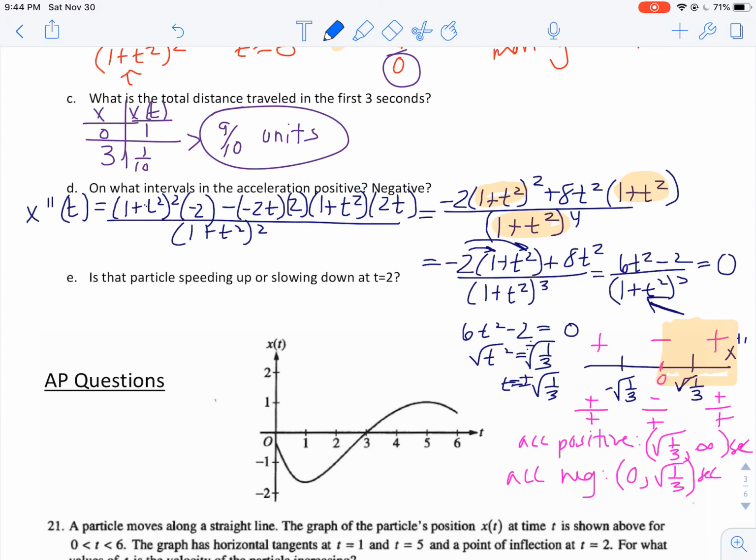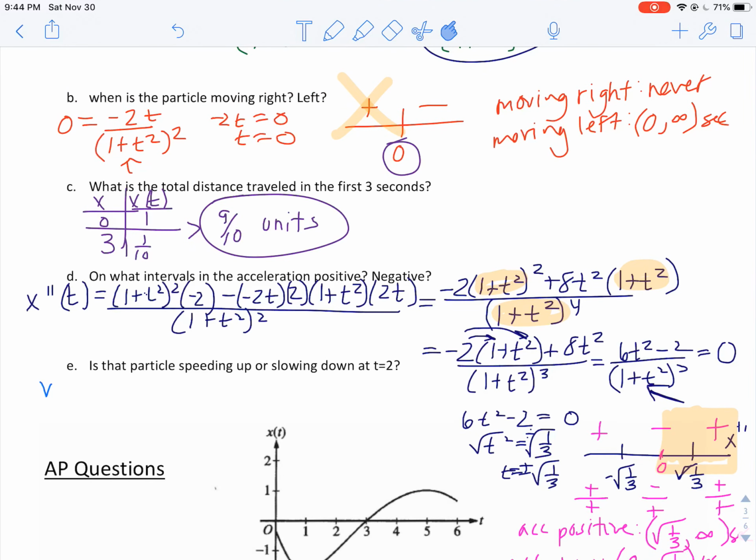Is the particle speeding up or slowing down at t equals 2? So did we figure out v of 2 already? V of 2, we can look at our little sign chart over here. And that was this one, right? X prime would be velocity. So v of 2 is going to be negative. I don't care what the actual number is. I just need to know if it's negative or positive. A of 2 would be over here on our sign chart. That would be positive. So we have different signs, which means it's slowing down.